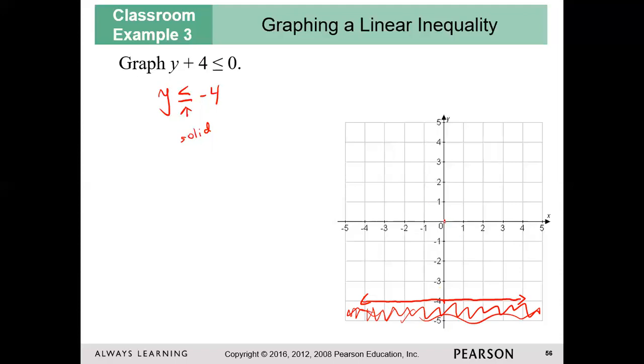Again, you could do a test point if you wanted to by saying, all right, I'll substitute 0 in and see what happens. So 0 plus 4 is less than or equal to 0. Is 4 less than or equal to 0? No, of course not. It's false. So since it's on this side of the line and it gave you a false statement, we shade everything on the other side of the line, okay?